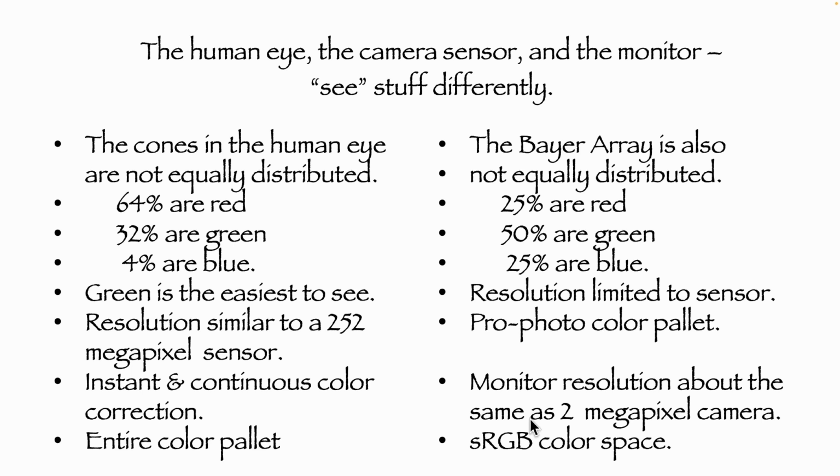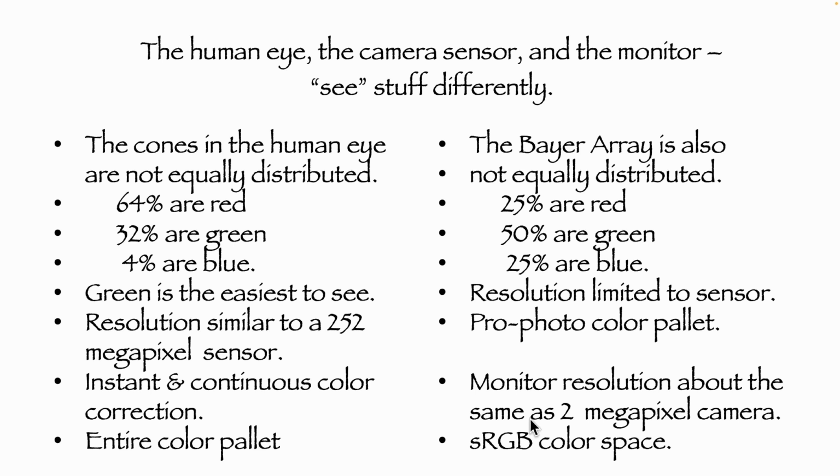Our recognition of color and adjustments to it is instantaneous, and every color that's out there that we can see, we can see. The Bayer array is not equally distributed also. 25% are red, 50% are green, 25% are blue. That does not look like what the eye looks like, does it? It's different. What's a Bayer array?